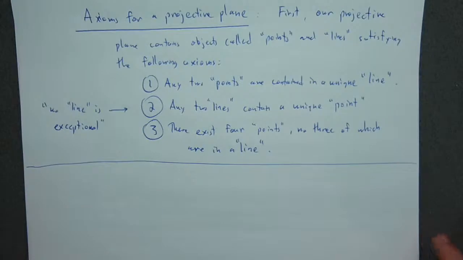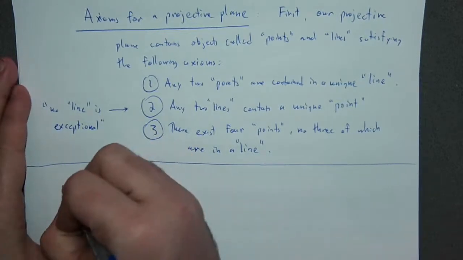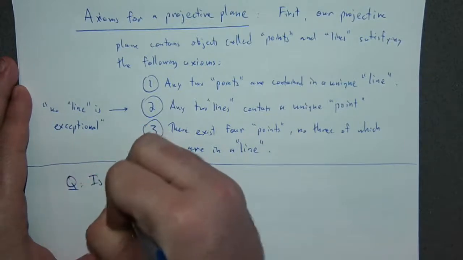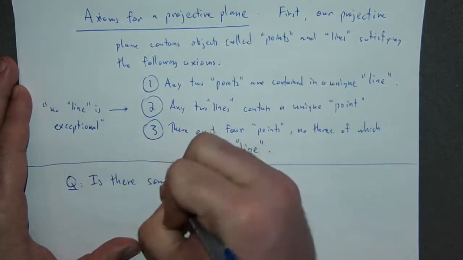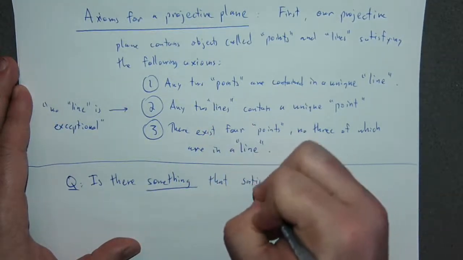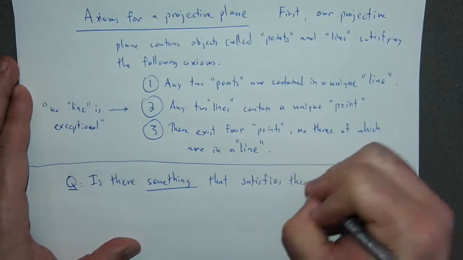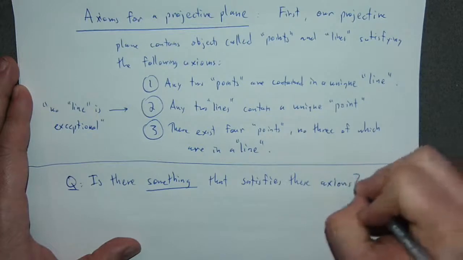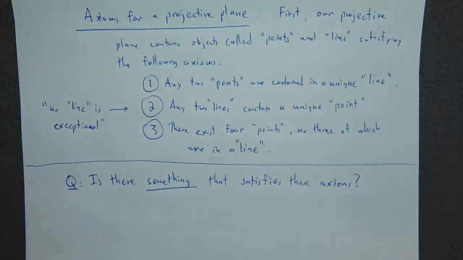Here's the question. We have arrived at these axioms for what a projective plane should satisfy. But the question is, is there a projective plane? Is there something that satisfies these axioms? This is a big question. That might seem like a strange question at first. What do I mean when I say is there something that satisfies these axioms?